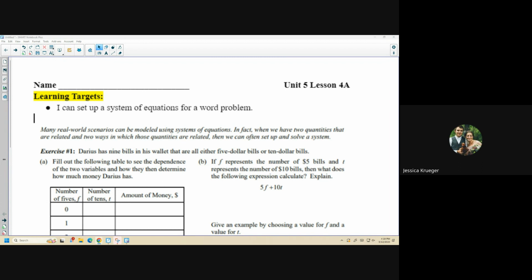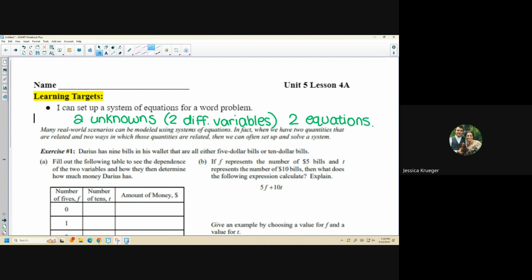So one of the things I want you to keep in mind is if you have two unknowns, so meaning two different variables, you have to set up at least two equations to be able to solve it.